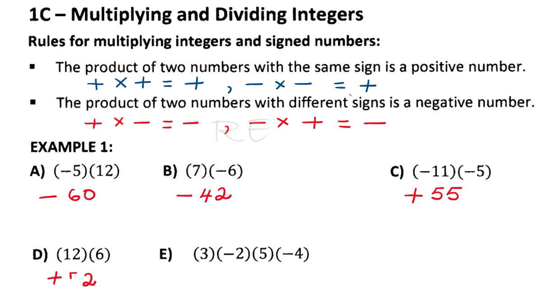We get positive 72. Now, a negative times a positive is a negative, negative 6. A positive times a negative is a negative, negative 20. A negative times a negative is positive. So it's positive 120.